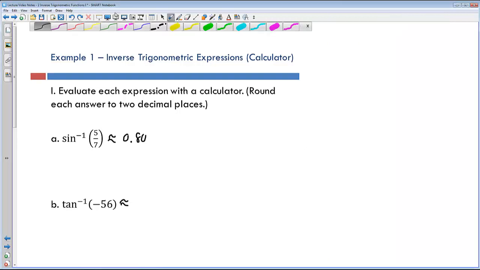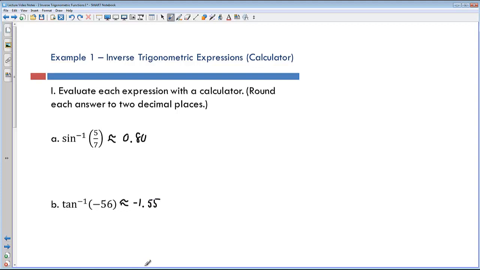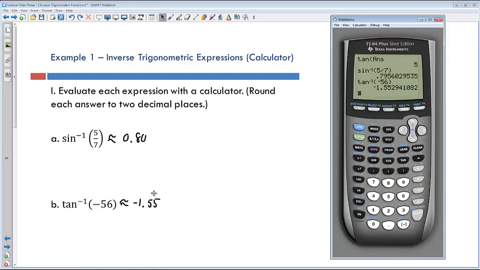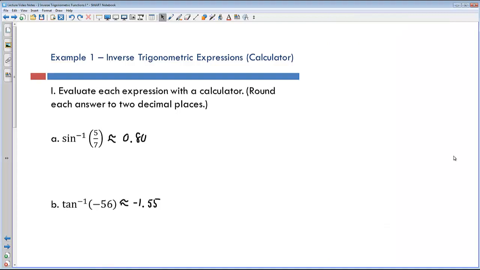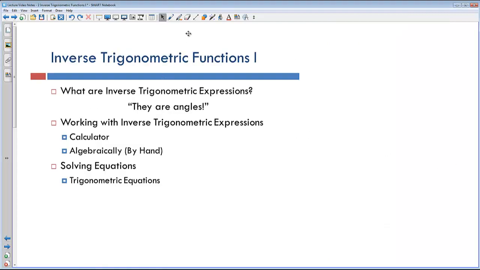So here we'll write approximately negative 1.55. And so remember what it's getting you out, it's not just any old number, it's an angle you're getting out. So if you took the sine of 0.8 radians, you get out 5/7. If you took the tan of negative 1.55 radians, you get out negative 56. All right, so that's how we work with inverse trigonometric expressions with a calculator.